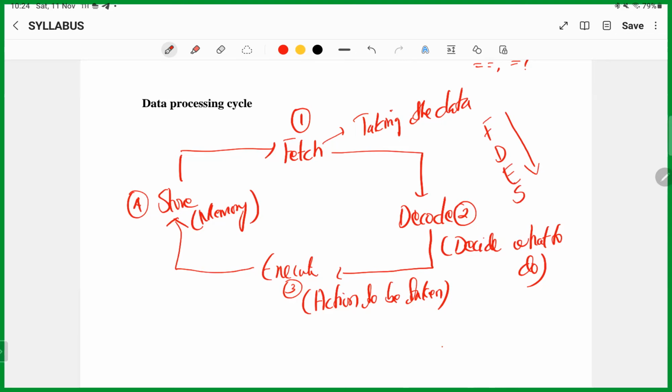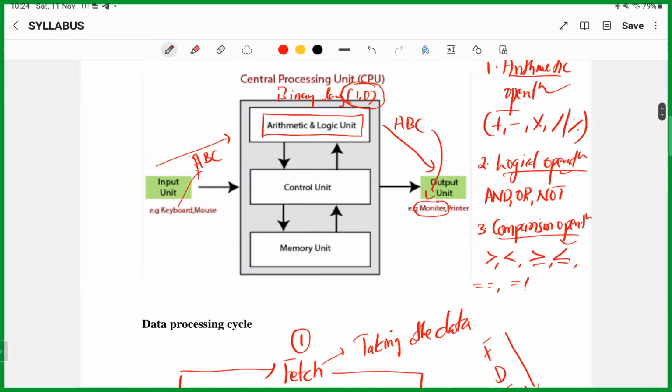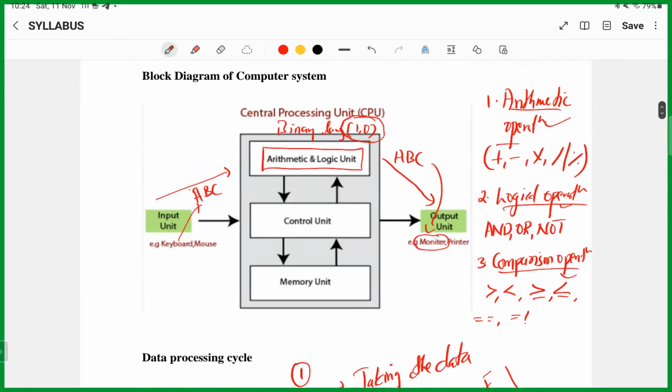You have to use mnemonics to study those things. Easy to remember. Then the CPU. What are some of the examples of input device and output device? They can give you 4 devices and ask which among the following is not an input device or output device. And the units inside the CPU: ALU unit, control unit, memory unit, register.